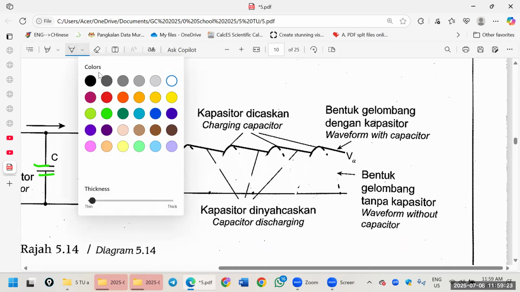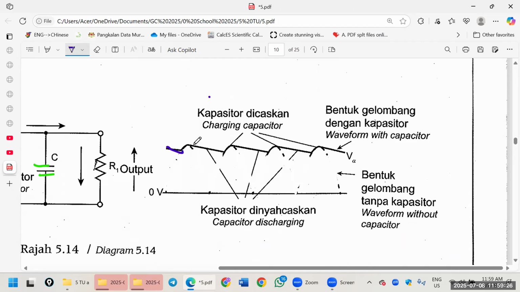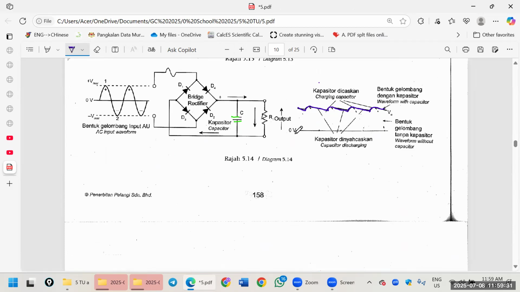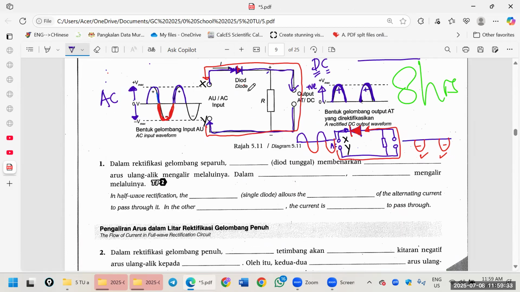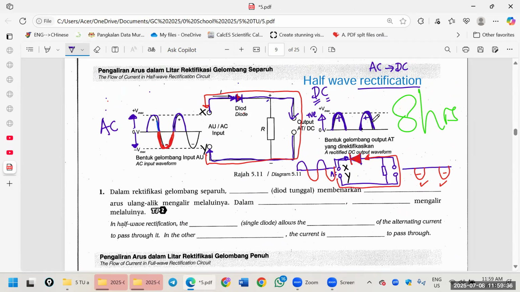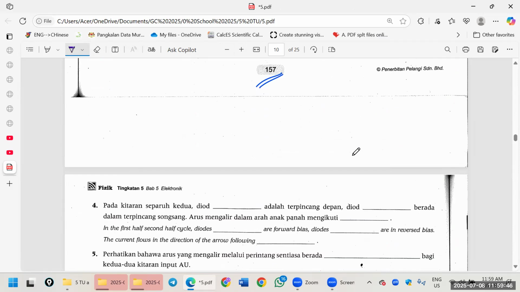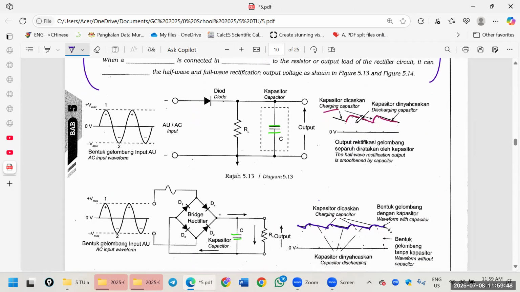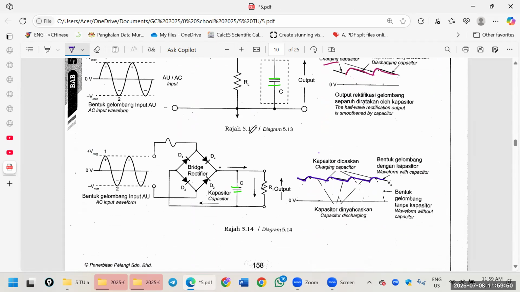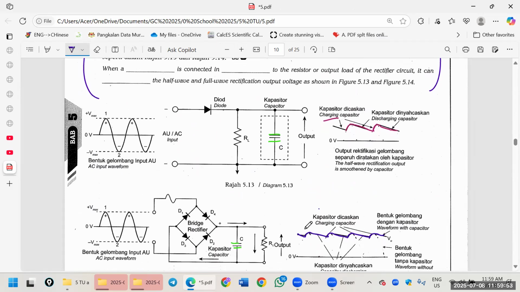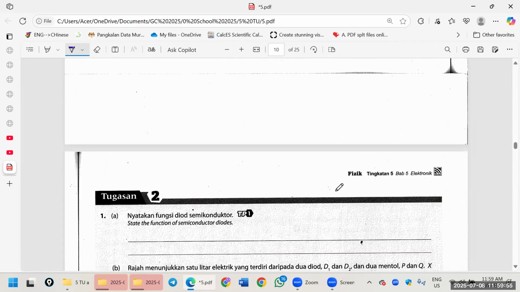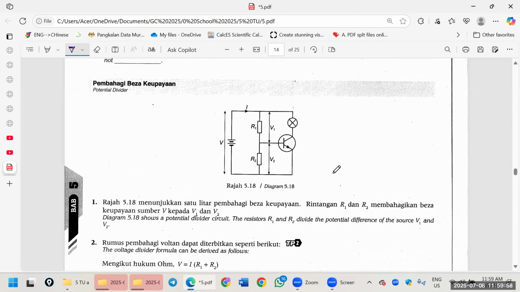Okay, so in full wave rectification, you will see the pattern like this. So, conclusion: one diode, you get half wave, no matter upper or lower. 4 diodes, you get full wave. With a capacitor, it will be smoothened. So half wave becomes smoothened, and full wave also becomes smoothened. Like page 168.